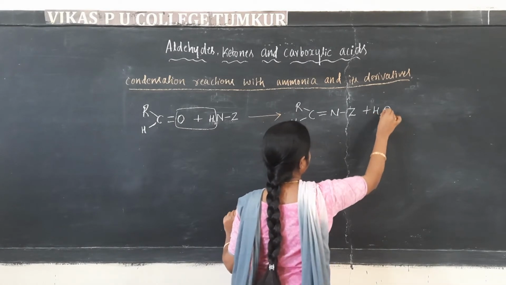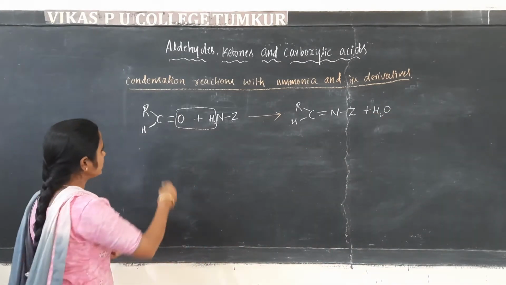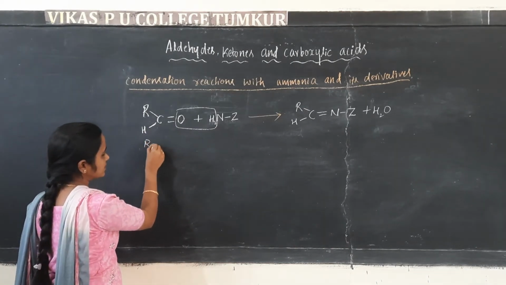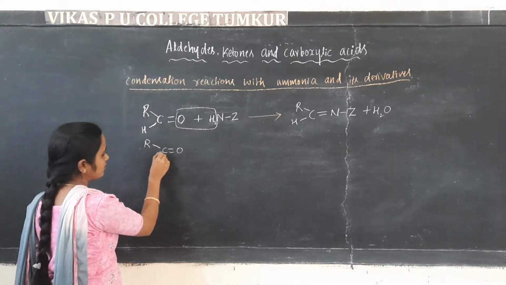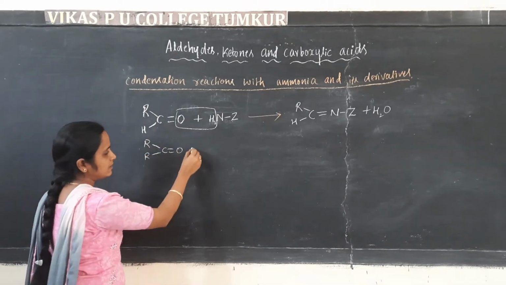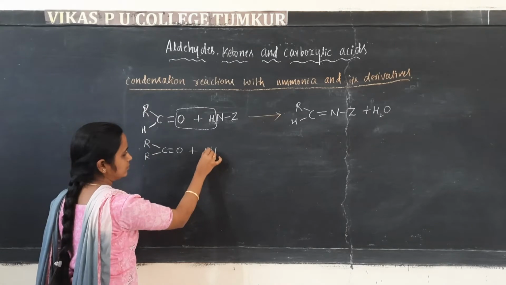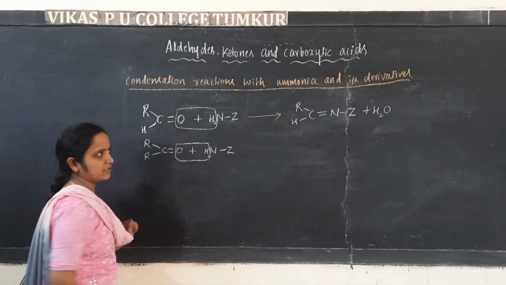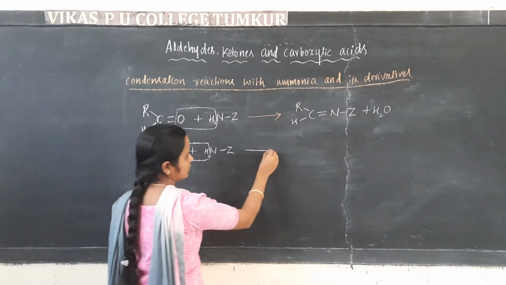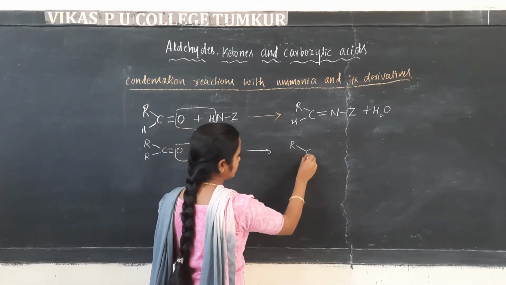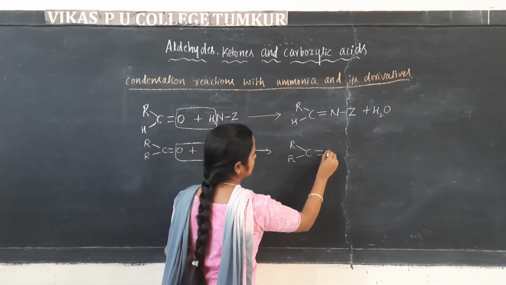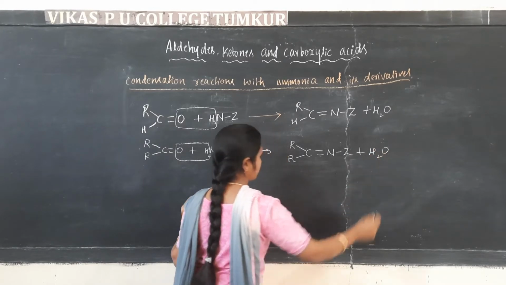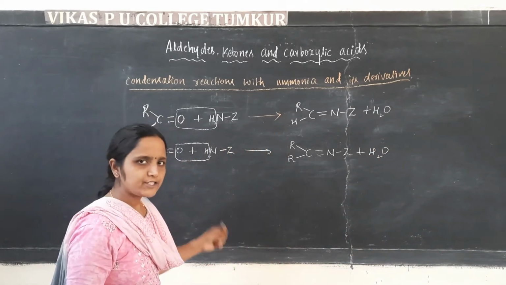Like that only it goes for the ketones. Ketones are generally represented as R C double bond O R, then NH2 Z, with removal of water. We get the respective addition product. This is the general equation with ammonia or its derivatives.